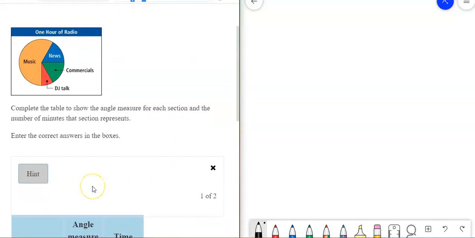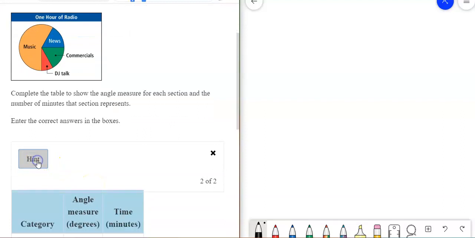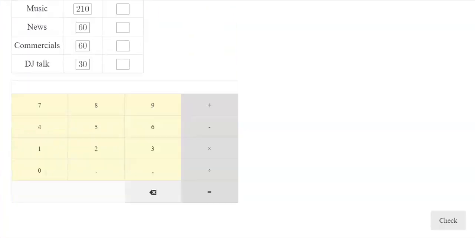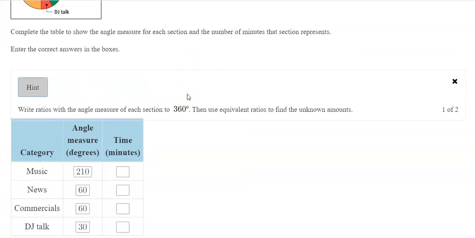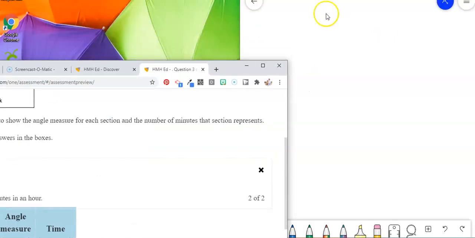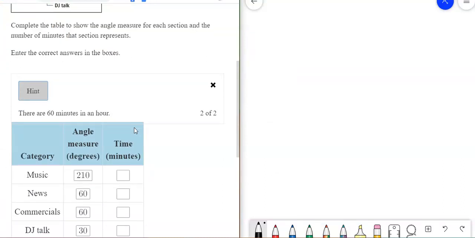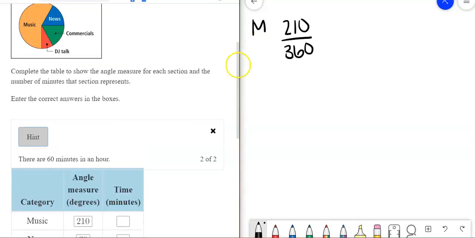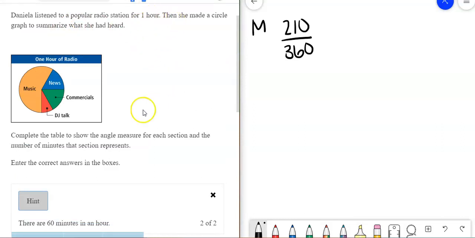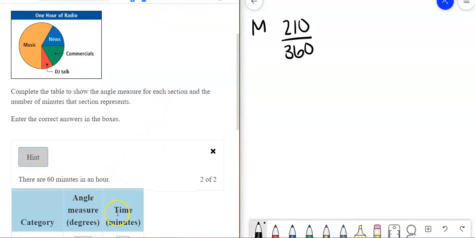So if I look at my hint, apparently my hints aren't coming today. Oh, there we go. So hint: write ratios with the angle measure of 360, then use the equivalent to find the ratios. And there are 60 minutes in an hour. So what we are going to do is we know that for music, or an M for music, there's 210 degrees in our circle graph. And they said 1 hour, but they're telling us 60 here because we need to do it in minutes.